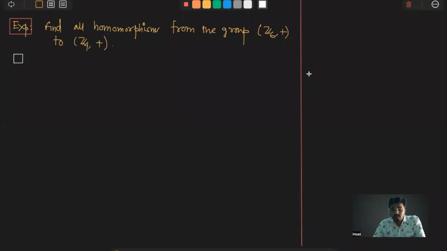To solve this problem I need two properties of homomorphism, okay? So the first property, see, this theorem was taught to us. What is the first property? Property 1. We know that if G and G dash are two groups and f is a mapping from G to G dash that is a homomorphism, then order of f(a) divides order of a. That means order of the image divides order of the pre-image. Okay, so write down this.